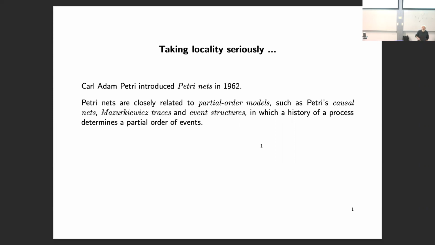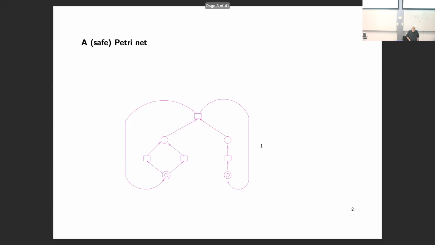But Petri had the revolutionary idea way back in the 60s of thinking of a computation as being much more local, that computation could occur locally in different parts of the world, and then these different parts of the world can interact in certain ways. So he came up with the idea of a Petri net. And here's a very simple example of a Petri net.